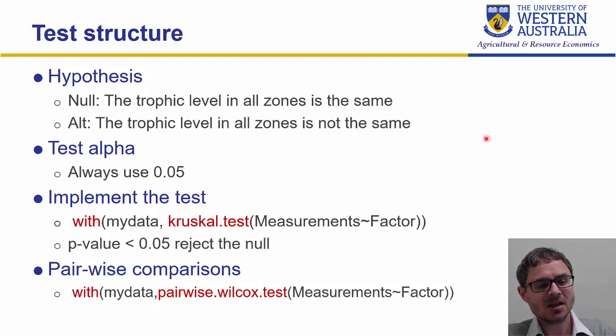How do we implement the test? Well, we're getting quite good at this. We go with the data object that we read into R and apply the test. Measurements is the variable of interest, and factor is the grouping variable that I've got. I'm going to apply my p-value decision rule, and if I reject the null for the Kruskal-Wallis, I'm going to go on and conduct pairwise tests using the formulas that are pre-baked in R with the Holm correction to control the type 1 error rate.